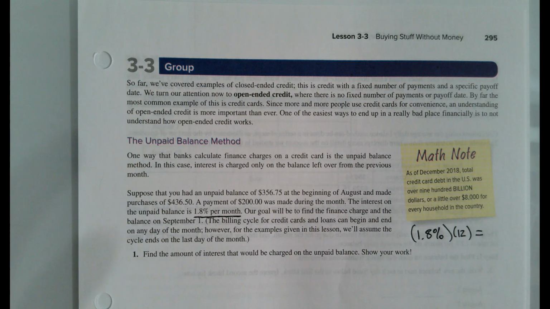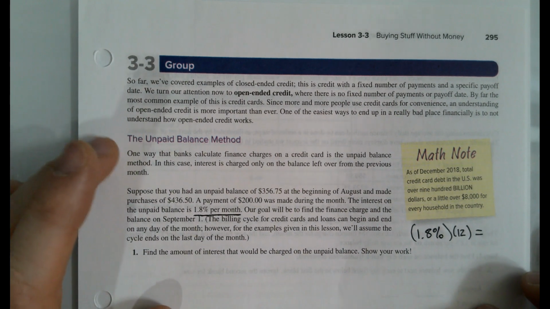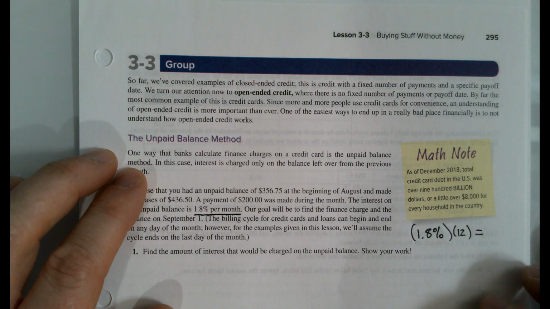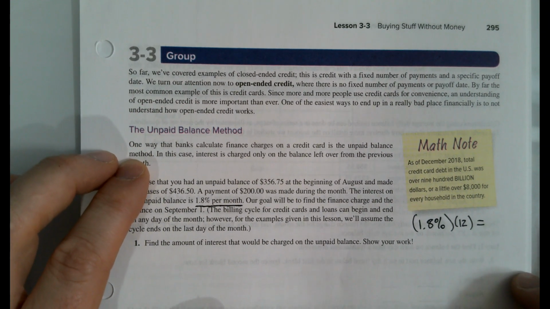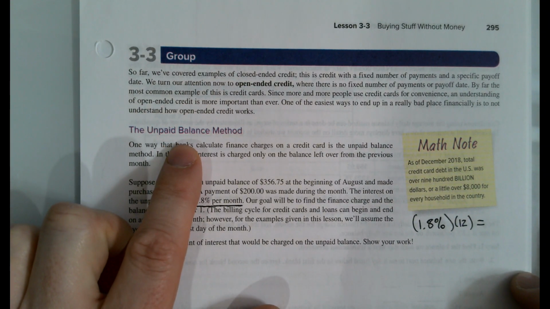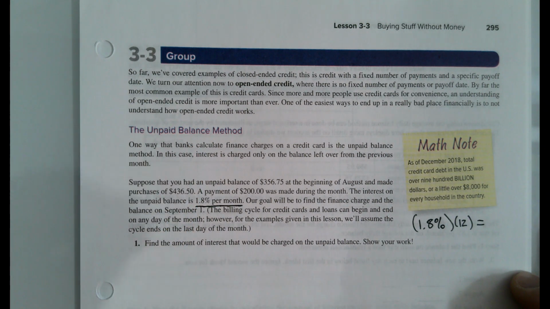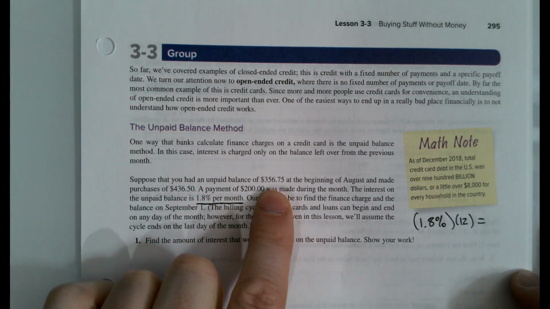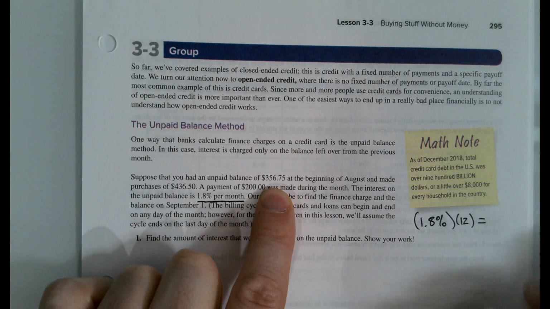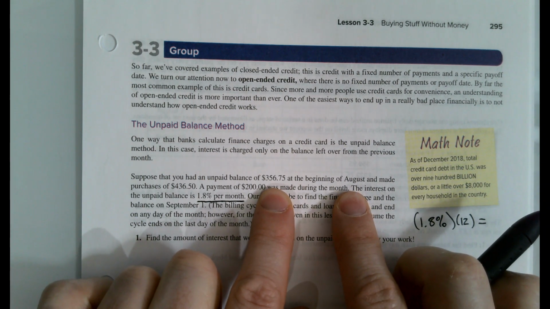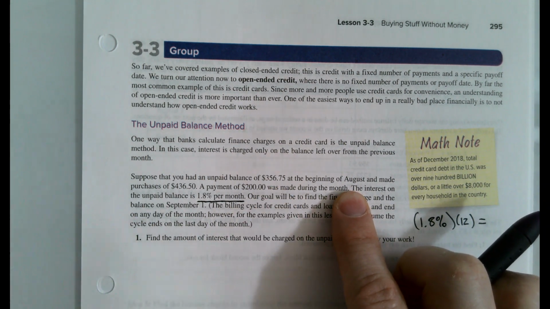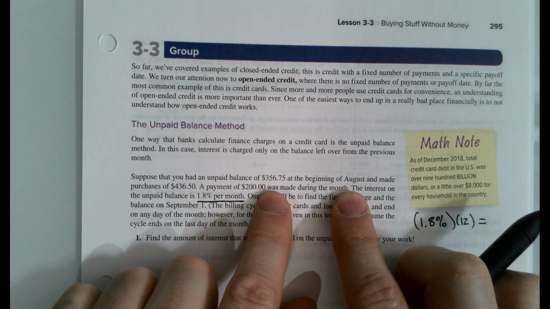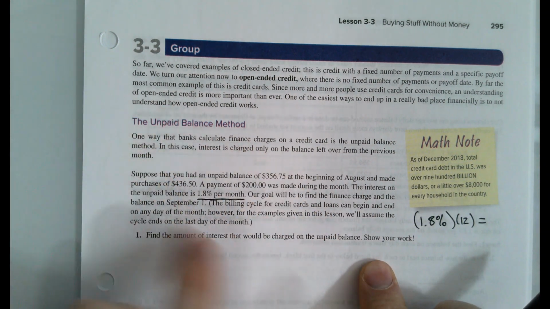Okay, so there's two methods that our textbook looks at for how the fees are charged. And one way is to look at what unpaid amount is left at the end of the month, and then a percentage of that is charged as a fee to you. So here's our scenario. We have $356.75 at the beginning of August that is left over from the previous months. I guess that would be May. That wasn't paid off. And then you're going to buy a bunch of things and make a payment and do some stuff.